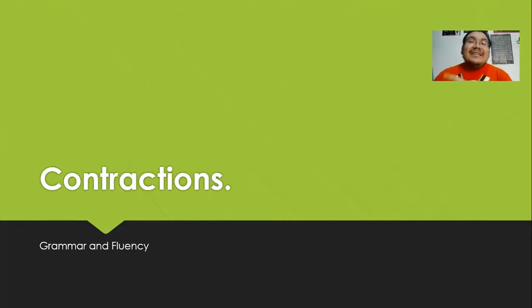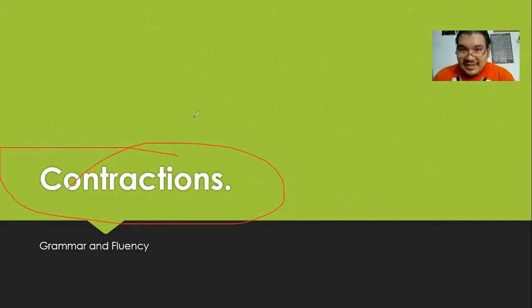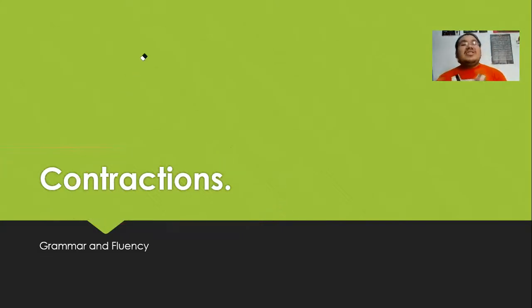The first idea that I want to share with you, la primera idea que quiero compartirles, are contractions. Son las contracciones. So, what are contractions? In the English language, there are some things called contractions that help you improve your grammar and fluency. These contractions are the conjunction of an auxiliary and a subject or a verb and a subject.